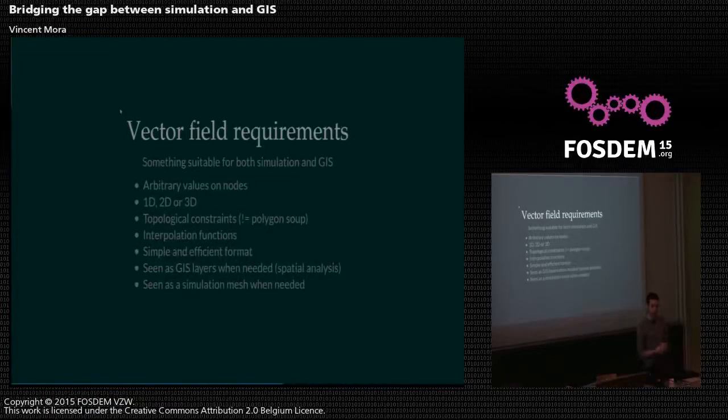It would not be just a soup of polygons, but it would have topological constraints, and a way to store interpolation functions. And this is something that has to be seen as GIS layers when needed, when you want to do spatial analysis, and either as simulation mesh when you want to use it with a simulation engine.